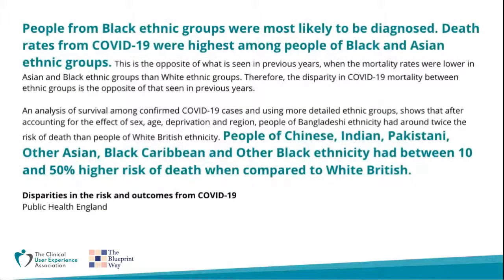And then this was something that I found from Public Health England, where they've been looking at the disparities in risk and outcomes from COVID-19. And as you can see here, people from Black ethnic groups were most likely to be diagnosed. Death rates from COVID-19 were the highest among people of Black and Asian ethnic groups. And pretty much anybody who was not white was anywhere between 10 and 50% higher risk of death when compared to white British people. So it's nothing to do with sex, age, deprivation, whereabouts that they're living. It's simply down to race. And this is a serious problem. This is a consistent problem that there are health inequalities in the world tied to people's race.